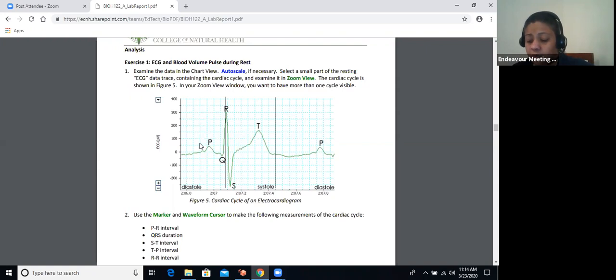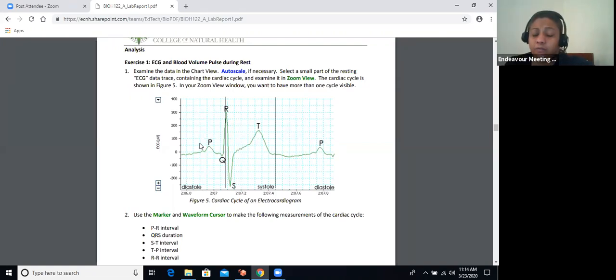The SA node, being located in your right atrium, is the first one to be depolarized, followed by the left atrium very shortly. Atrial activities pretty much overlap the ventricular activities. So you don't have an atrial diastole specifically, but you can see the atrial systole happening during the P wave. It is the depolarization of both the atria happening.